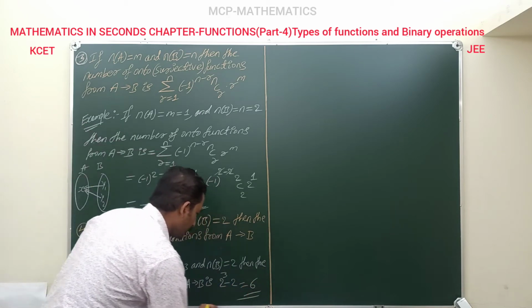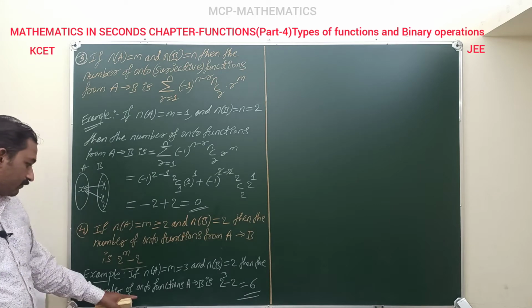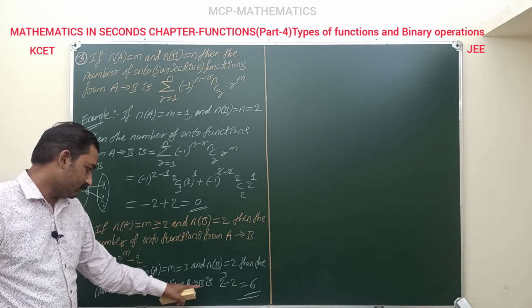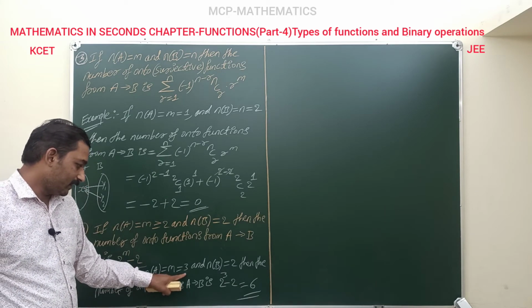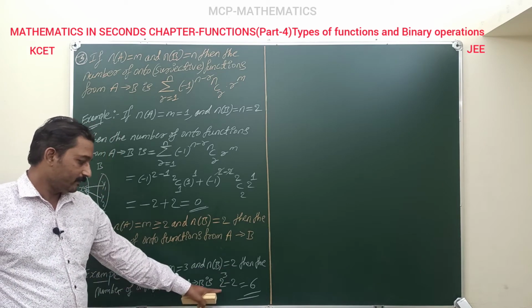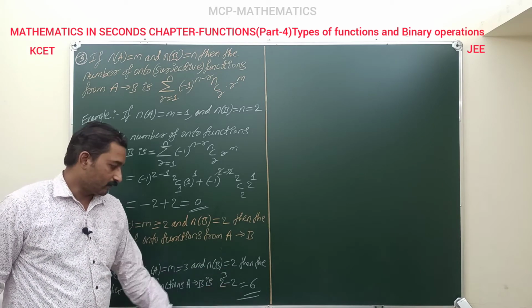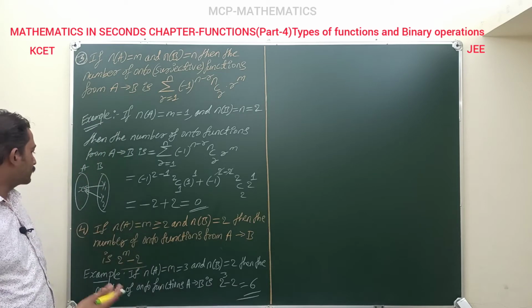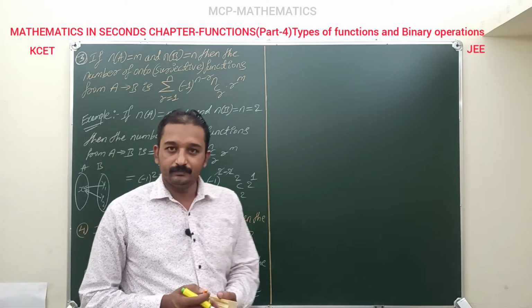So the number of onto functions from A to B, if n(A) contains 3 elements and n(B) contains 2 elements, is 2^3 − 2, which is equal to 6. So now let us move on to the next shortcut.